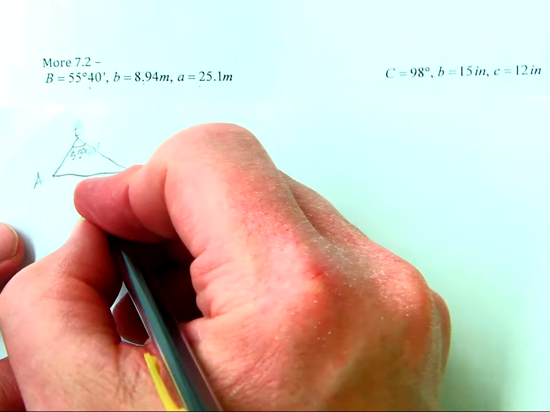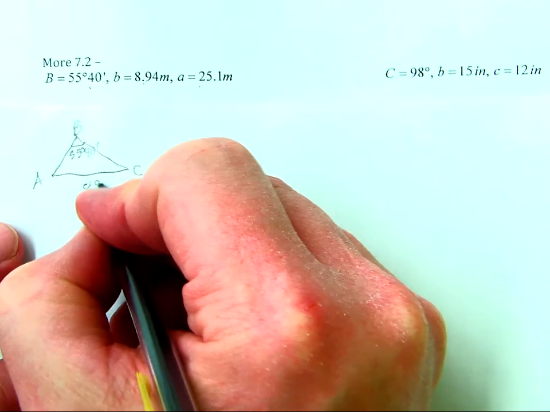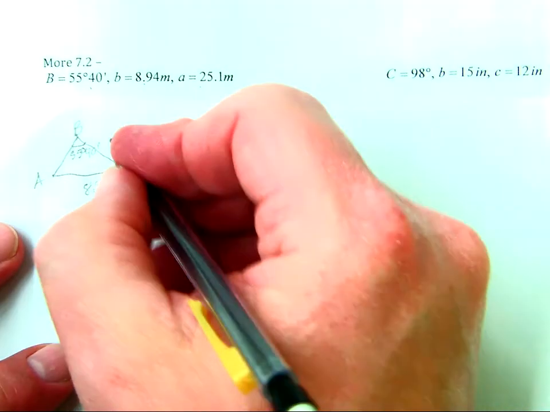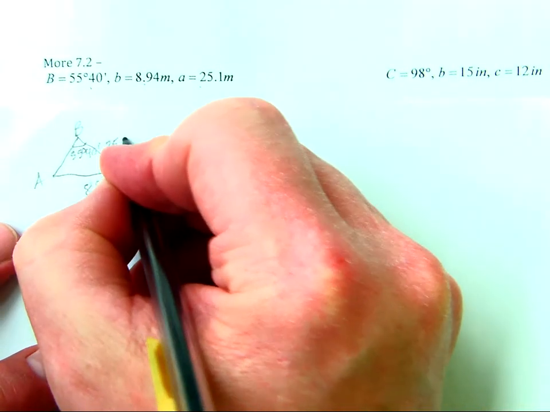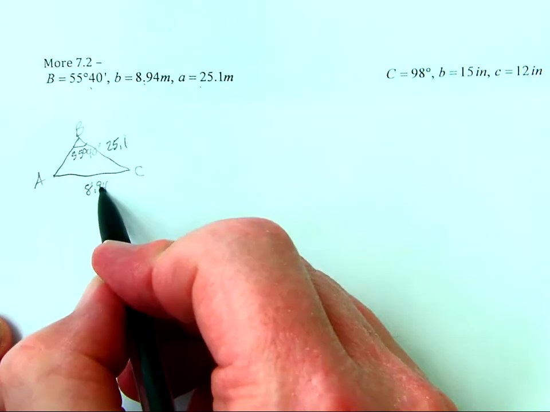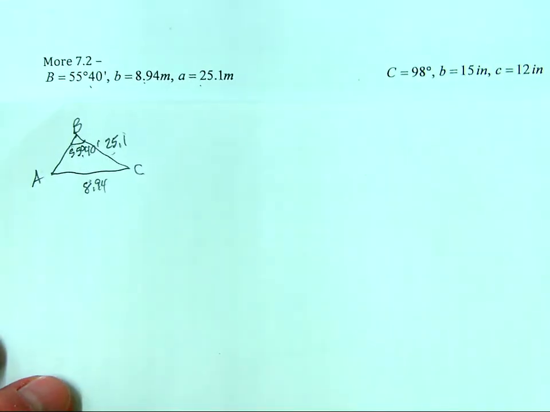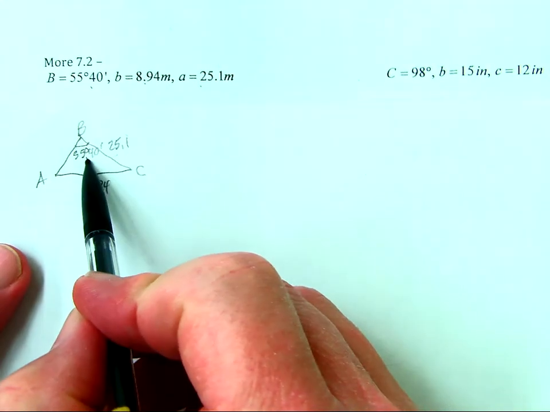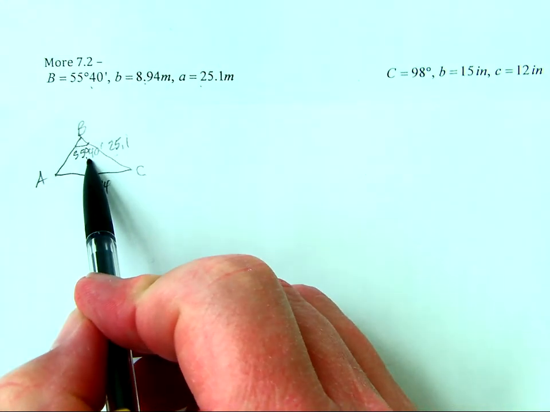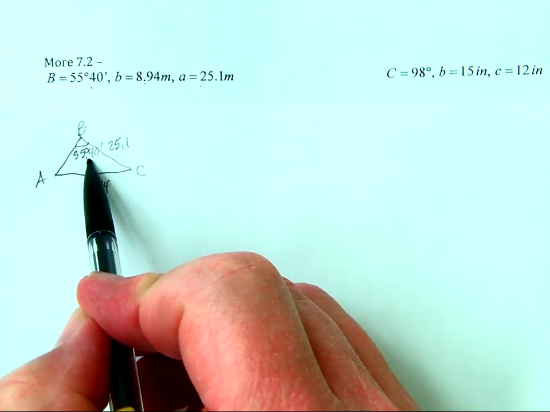Side B, which is across from it, is 8.94. And side A, across from angle A, is 25.1. So now if you notice, we have side-side-angle. That's the first thing we check. Is the angle they gave us an acute angle? Yeah, they gave us angle B was 55, so that's an acute angle.